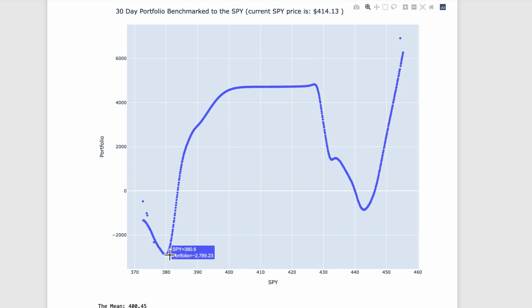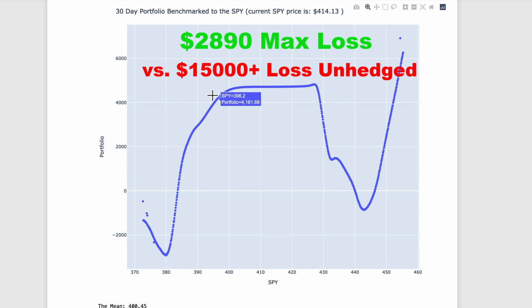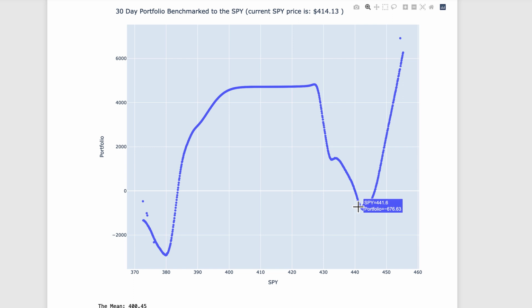Because look at how much our max loss is here, $2,890 at the very worst case scenario if SPY closes at 380 on May 19th. And you can see here, same on the upside. So we've hedged away most of the market risk. Now, we can never really hedge away company-specific risk, okay? These SPY hedges are hedging away market risk. So if the market as a whole sells off or has a huge rally, we are protecting our portfolio as a whole by buying those calls and puts on the SPY.